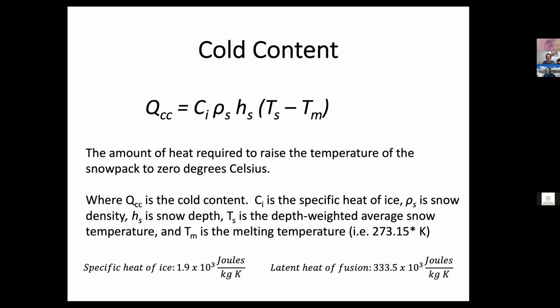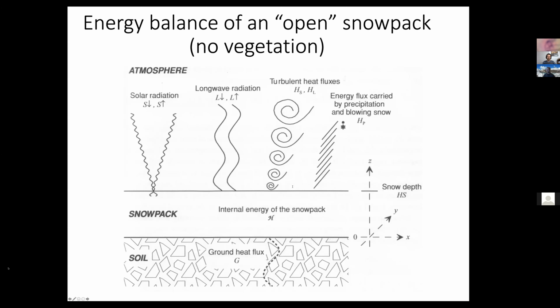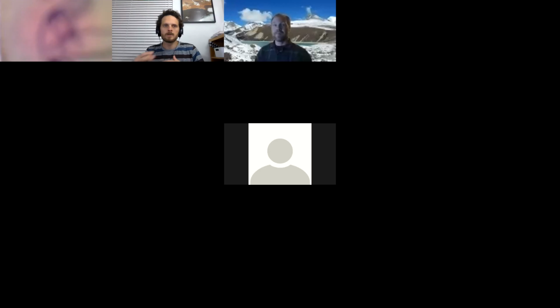And one really important thing to see here is that the latent heat of fusion is about 300 times more energy than the specific heat of ice. So the amount of energy it takes to convert frozen snow to liquid water is really high compared to the amount of energy it takes to heat the snowpack up by 1 degree Celsius. And so those are the 2 main components for converting it from snow to water. And we'll go into more details in the lab exercise here in a few minutes.